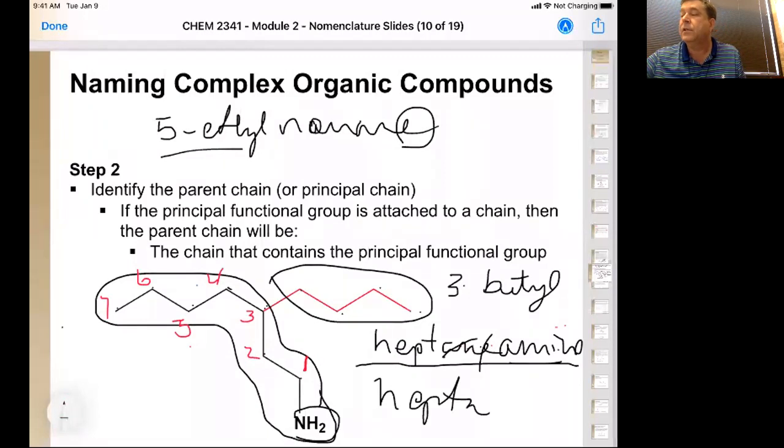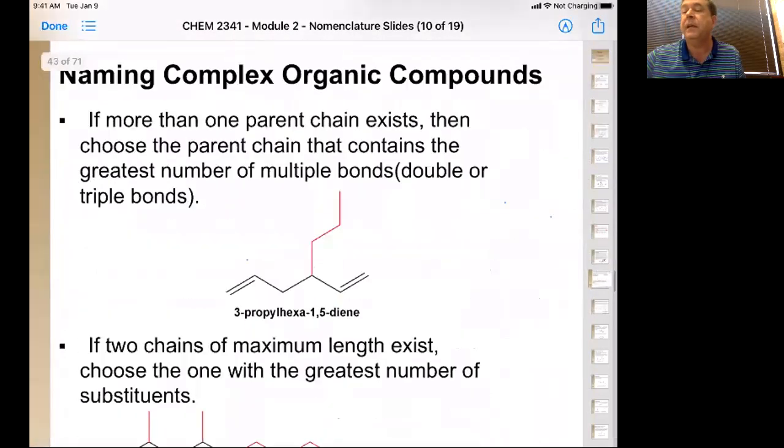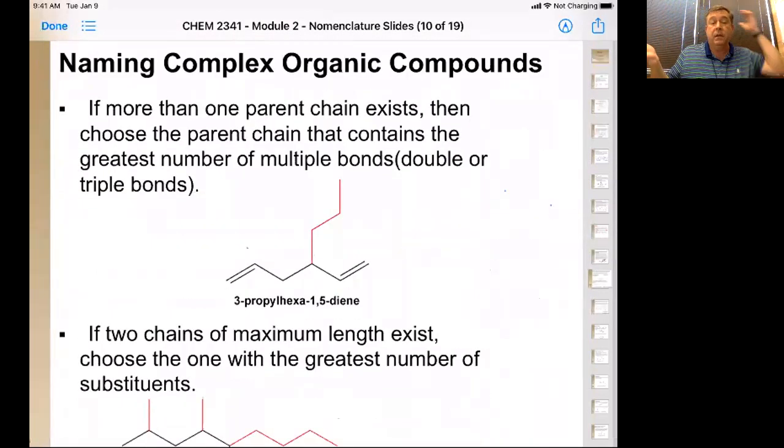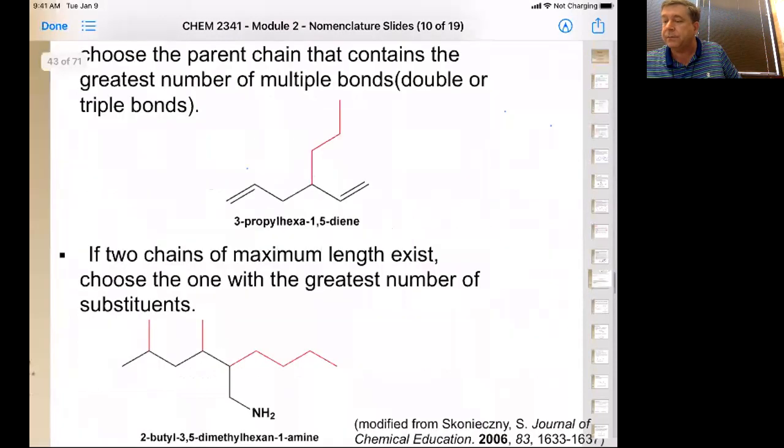Okay, so now let's extend that out to naming even more complex. Okay, actually this looks like it's out of order. That should have been with the double. Okay. Oh no, okay, there it is.